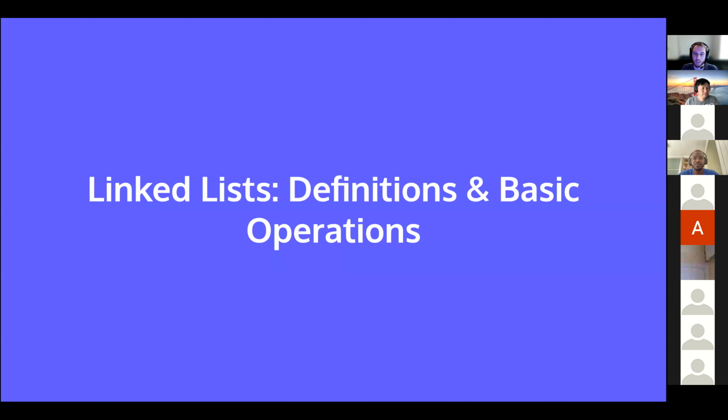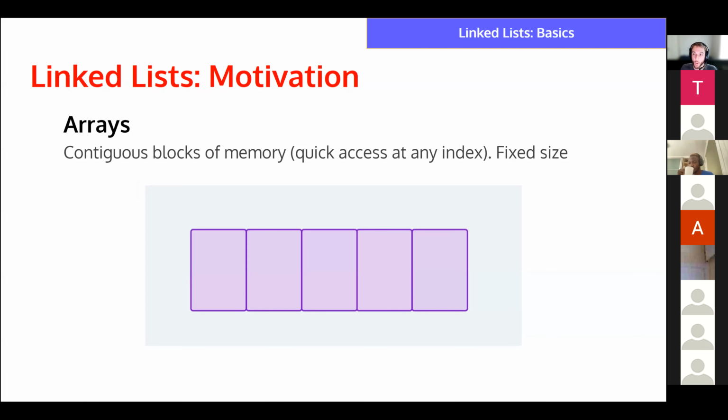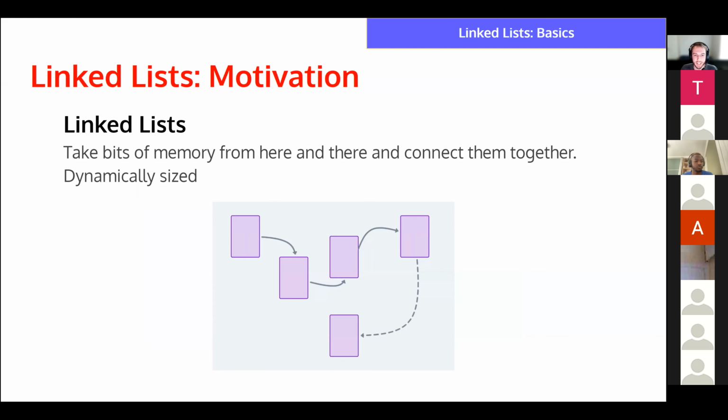So we're going to start out with some basic definitions and operations on linked lists and figuring out how it works as a data structure. So first of all, why do we need linked lists? We already have arrays. Arrays, as you went over previously, are a contiguous block of memory, so they have quick access to any index, but usually they are a fixed size, and the contiguous part is the key. So with linked lists, we don't use contiguous memory. We can take little bits of memory from anywhere, so it's really easy to allocate. And we just stick them together by using pointers, which we'll get into in a little bit.